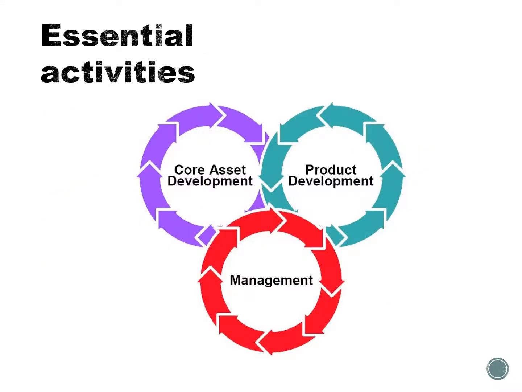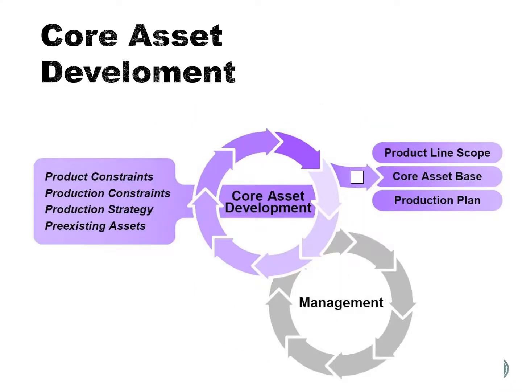So the idea is that we are doing three things. We develop new core assets, we develop new products out of them, and we manage this process. Of course, the core asset development is the work in which we try to find the new important parts which we might consider useful in all of the products we are making in the future.